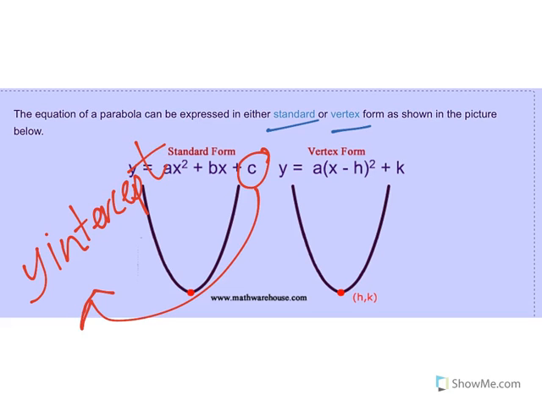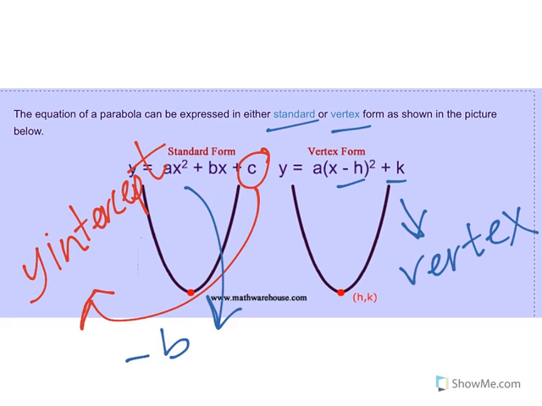The vertex form is the same exact equation but written in a different form, and the reason vertex form is important is because it shows you in the equation what the vertex is. So the standard form gives you the y-intercept, and the vertex form gives you the vertex. You can get the vertex from the standard form, but you would have to use negative b over 2a, and then plug in to get the y.